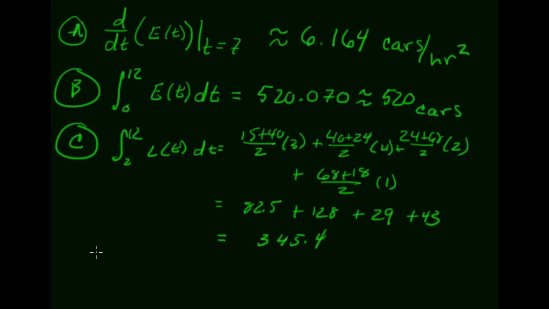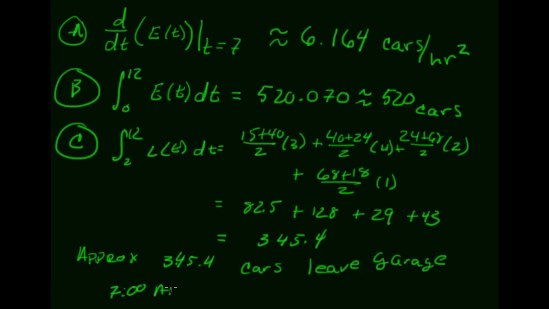This comes out to be 82.5 plus 128 plus 29 plus 43, which is a grand total of 345.4, which means that approximately 345.4 cars leave the garage between time 2, which is 7 o'clock a.m., and time 12, which is 5 o'clock p.m.